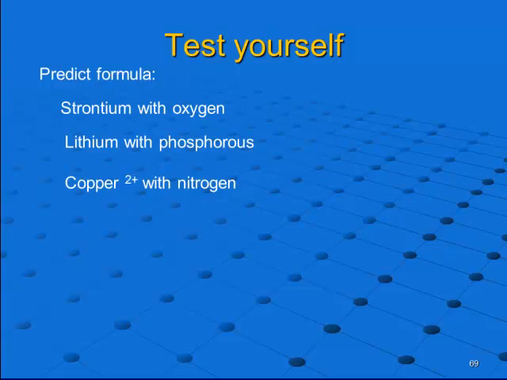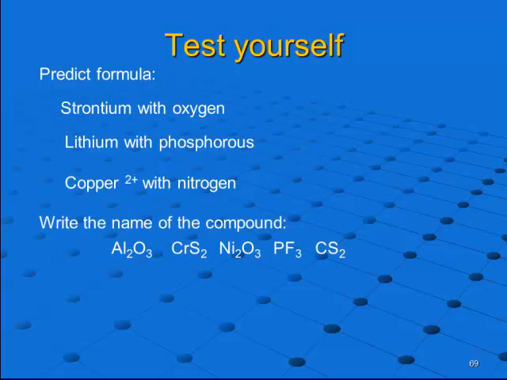Now I go down to copper with nitrogen. Copper is a metal, but it's a transition metal. It has multiple charges. I have to specify what it is. So the formula, copper 2+ with nitrogen. Nitrogen has how many charges? It has 3 minus, right? So you're going to have to figure out the ratio.